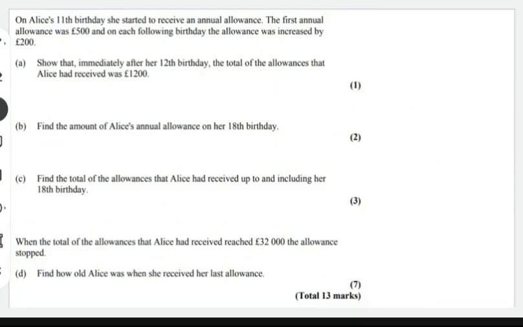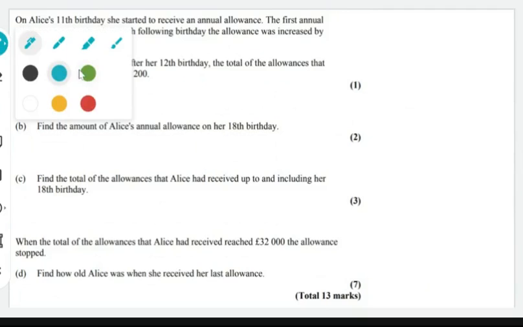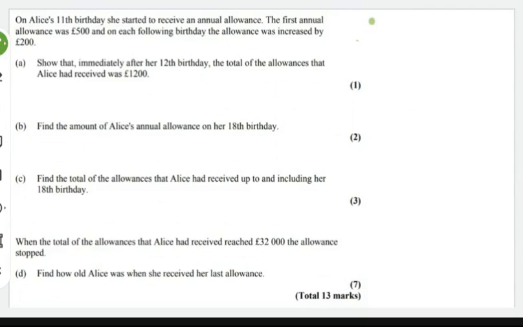So for A, for the second birthday it will be 700 because it's just 500 plus 200. Yeah, you can do that. And then you just do 500 plus 700 equals 1,200. Okay, because it's only one mark. If you really wanted to, you could use the SN formula, with N equal to 2.